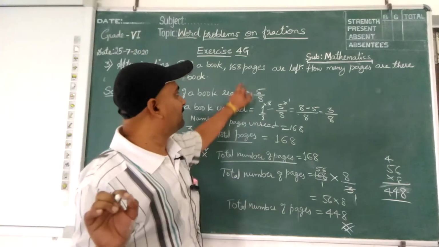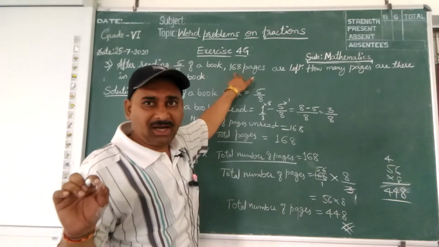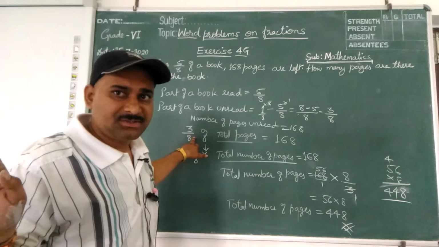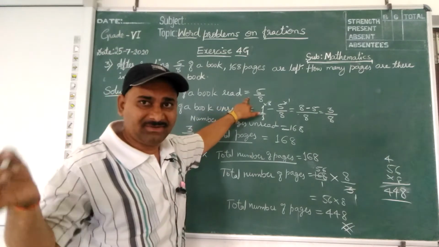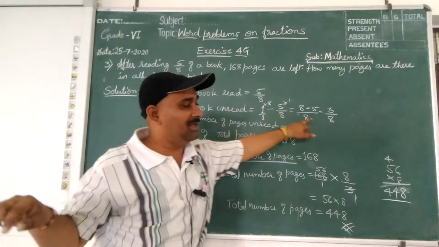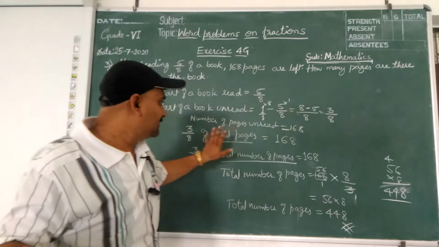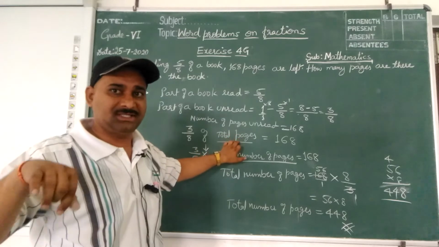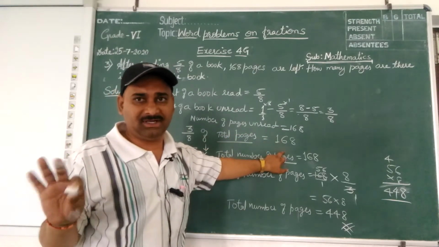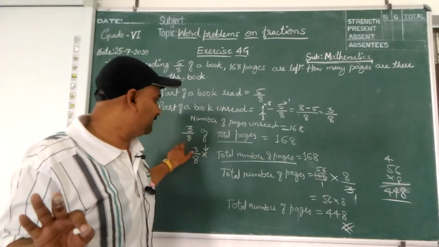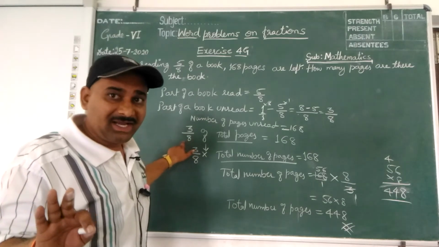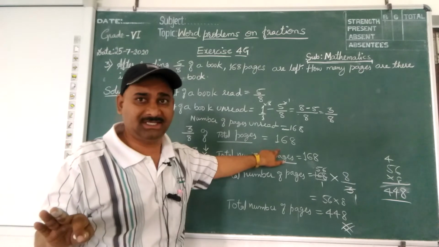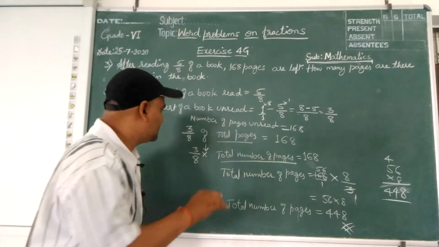Simple, I have converted the part which is not read into a fraction, children. That's all. So 5 by 8 is given which is read. So 3 by 8 part will be which is not read. So this 3 by 8 part of total pages is 168, given. 3 by 8 part is not read. 3 by 8 of the total number of pages is how much? 168. Given, no? This step is important.